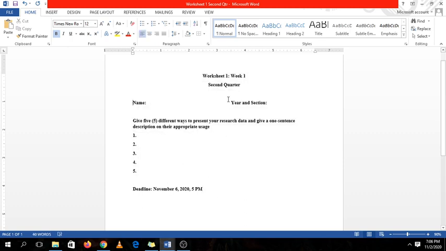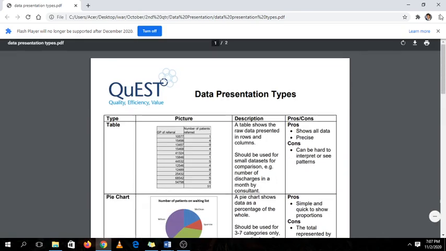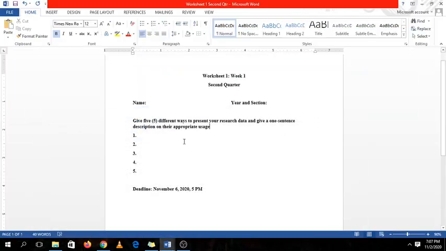So write your name, your section, then you give the 5 different ways to present your data and give a 1-sentence description of their appropriate usage. So you list ang 5, at only 5, sang ginpang-discuss ta, then you describe each kung diin sila kag paano sila ginagamit. So, deadline November 6, 2020, 5 p.m. Kung madamo ang natun-an ta sa video, ari lang ang answer. So, just choose 5. Then, you give a one-sentence description of each.